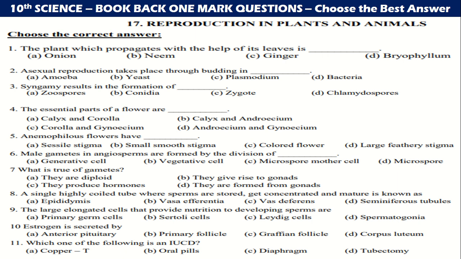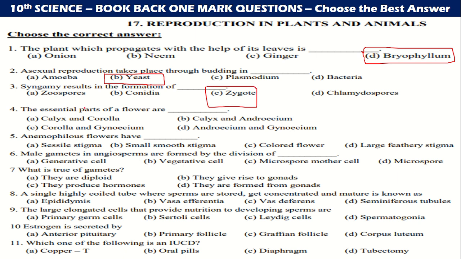Then goes to the next one, reproduction in plants and animals. The plant which propagates with the help of its leaves is Bryophyllum. Asexual reproduction takes place through budding in yeast. Syngamy results in the formation of zygote. So that is the zygote.